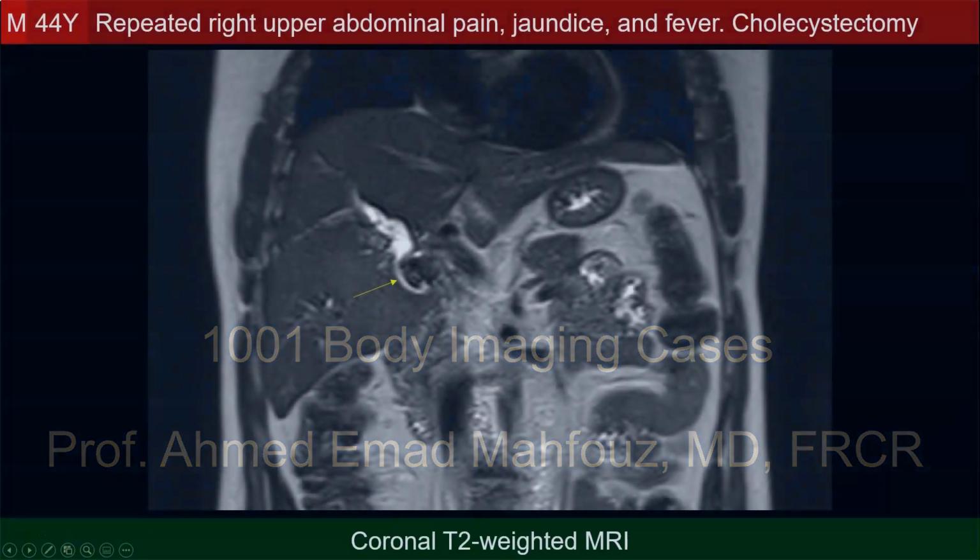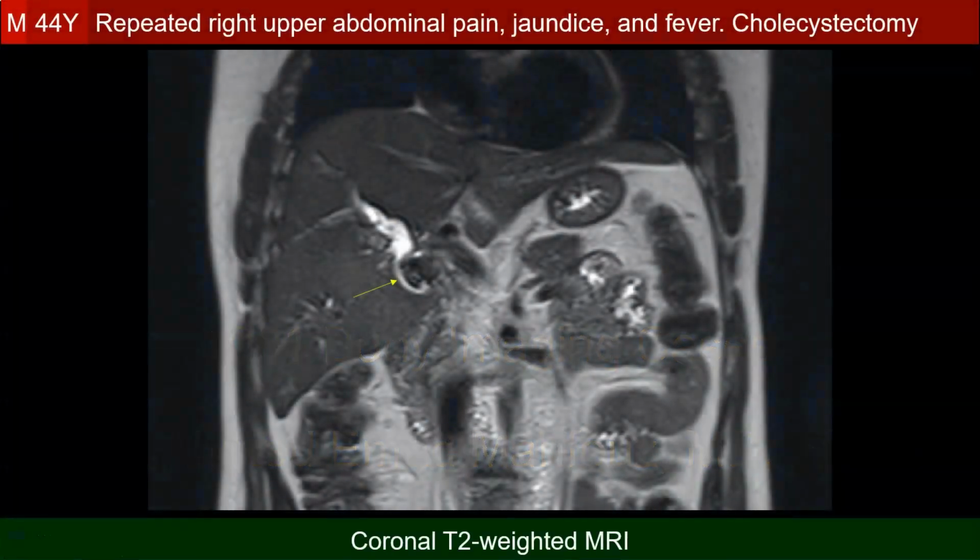This is a 44-year-old male with repeated right upper abdominal pain, jaundice, and fever. Cholecystectomy has been performed, but the symptoms did not improve. On this coronal T2 weighted MRI, we see saccular dilatation of the common hepatic duct, which is filled with stones.